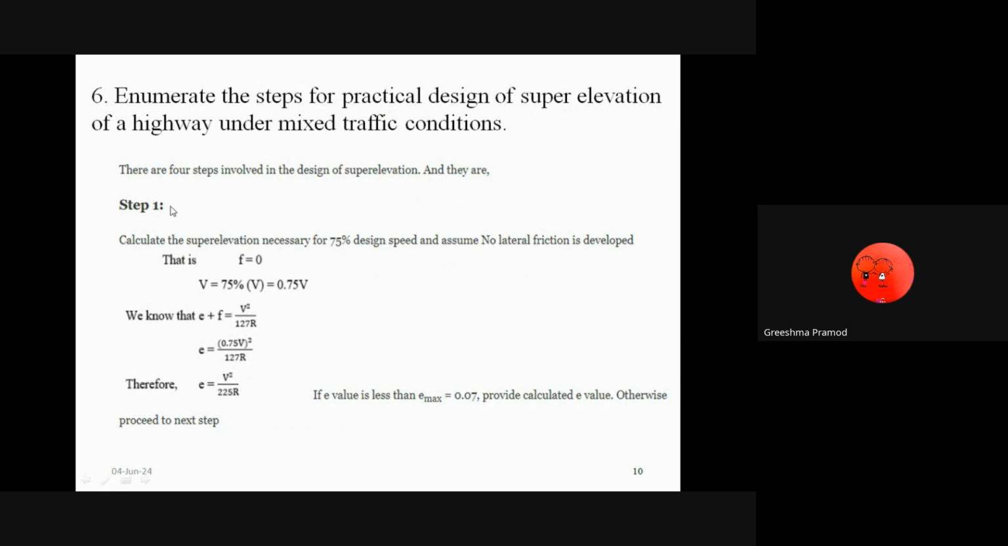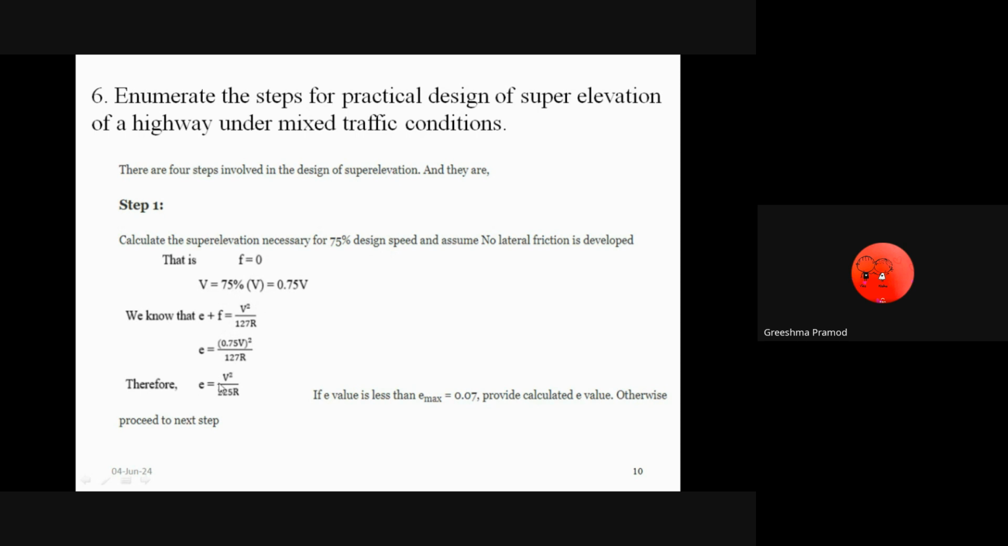So step one, you know this formula, E plus F is equal to V square by 127 R. What does capital V indicate? Capital V indicates the speed in kilometer per hour. In the first step, you need to calculate the superelevation necessary for 75% of the design speed, assuming no lateral friction is developed. That is, you neglect friction in this equation and take 75% of the design speed, so V will be 75% of the design speed.